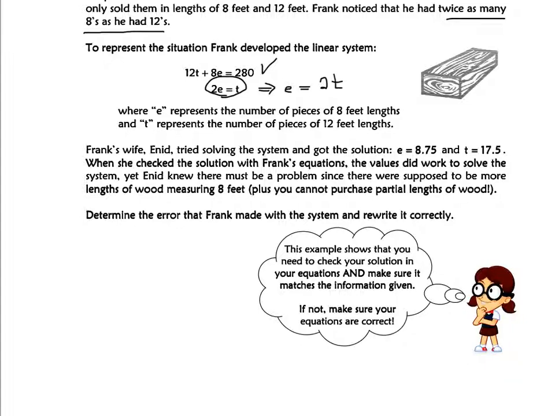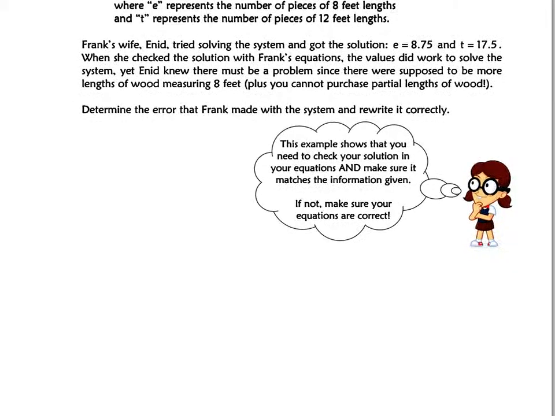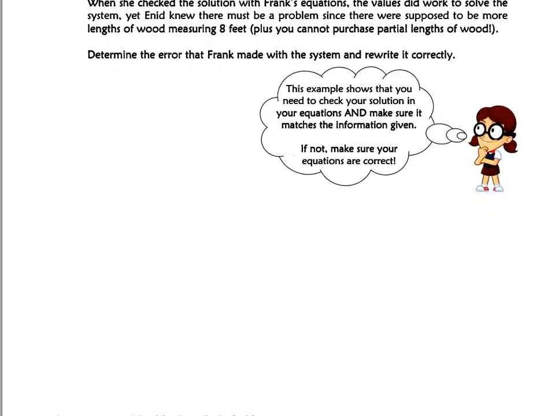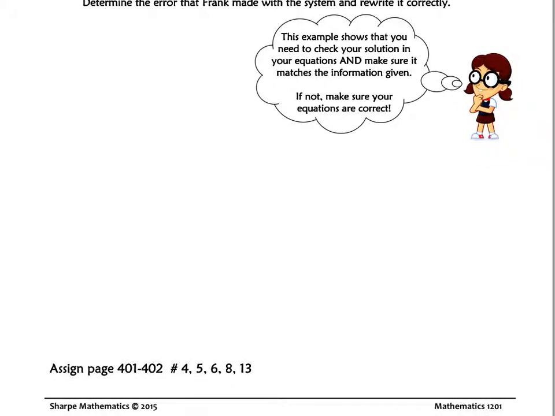Okay, so this example shows that you should check your answers in your equations to make sure they make sense in terms of what you're expecting to get, and if they don't, maybe you might have a little negative mistake, or like the last example, you might have the twice as much with the wrong variable. So this is it for section 7.1, and these are some questions you can try in your text on pages 401 to 402 to see if you understand these concepts.